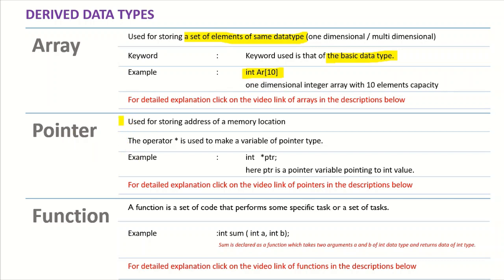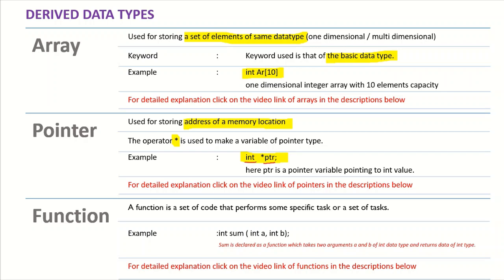Pointers. These are used for storing address of a memory location. The operator star is used to make a variable of pointer type. Example is int star ptr. Here star ptr will make ptr a pointer type variable which points to an integer type data.